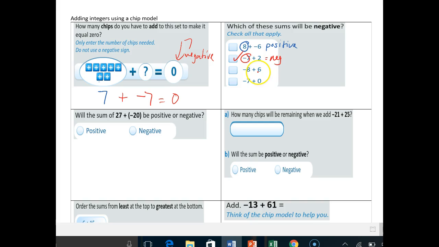Negative 8 plus 6. I have 8 negatives, 6 positives. My answer will be negative because I have more negatives. Negative 7 plus 0, I have 7 negatives and no positives, so again, my answer will be negative.